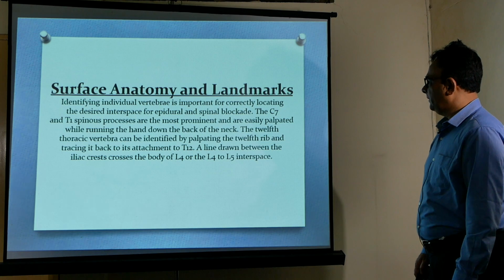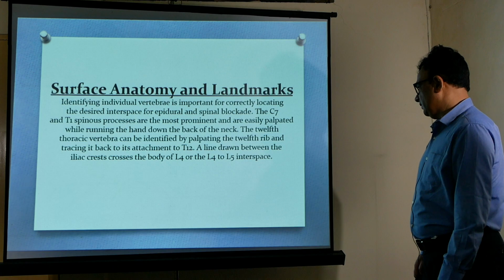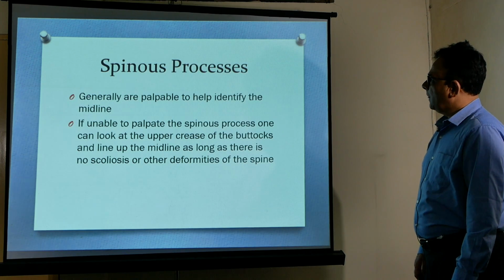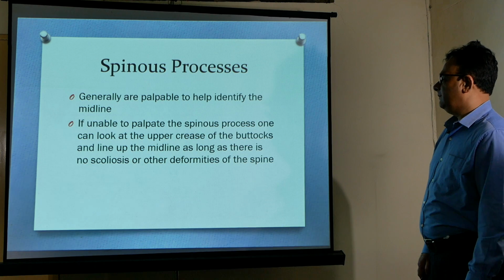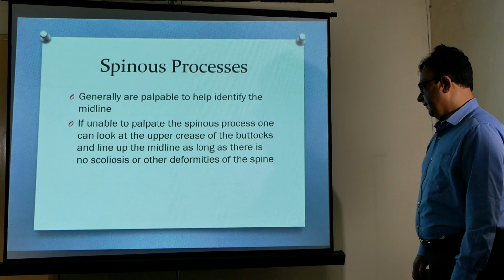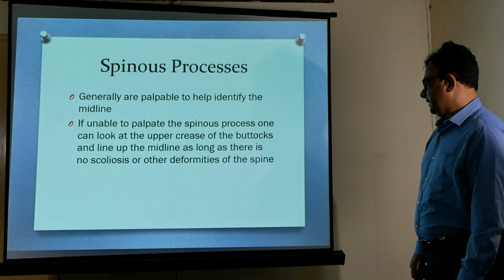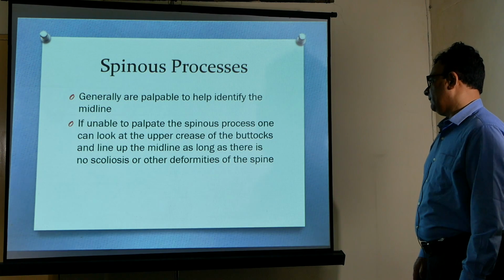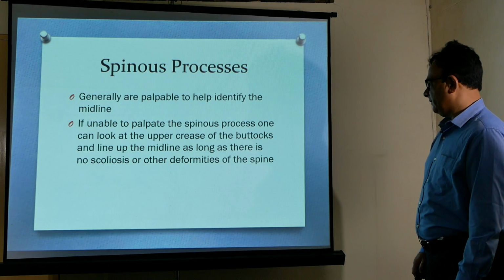A line drawn between the iliac crests crosses the body of L4 or the L4 to L5 interspace. Spinous processes generally are palpable to help identify the midline. If unable to palpate the spinous process, one can look at the upper crease of the buttocks and line up the midline, as long as there is no scoliosis or other deformities of the spine.